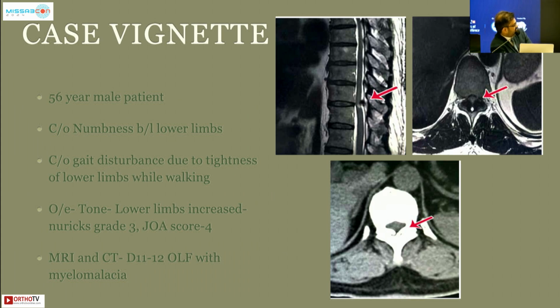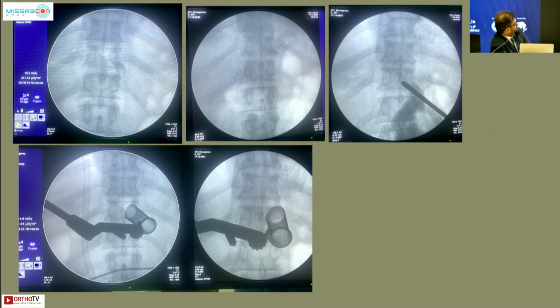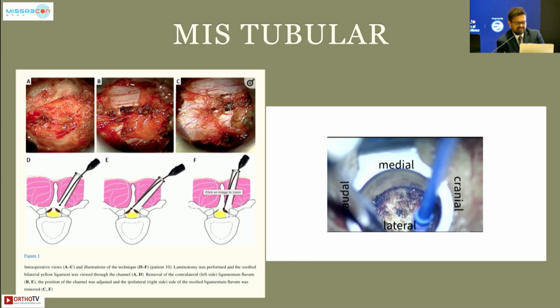It shows a D11 ossified yellow ligament. The patient presented with numbness and features of myelopathy. This was how we passed the tubular dilators, and we were able to dock at the base of the spinous process. This is the base of the spinous process where we docked.